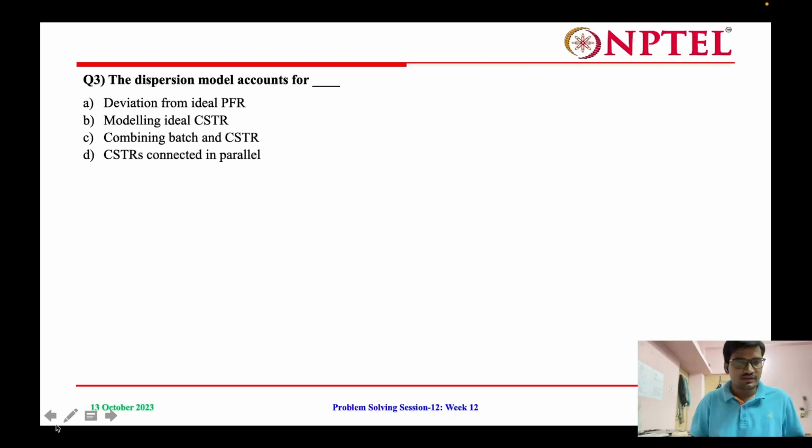Now moving to question number 3: the dispersion model accounts for. Options are: A, deviation from the ideal PFR; B, modeling ideal CSTR; C, combining batch and CSTR; D, CSTR connected in parallel. The dispersion model involves a modification of the ideal PFR. It imposes axial dispersion on a plug flow. Option A is correct. The dispersion model accounts for the deviation from an ideal PFR.